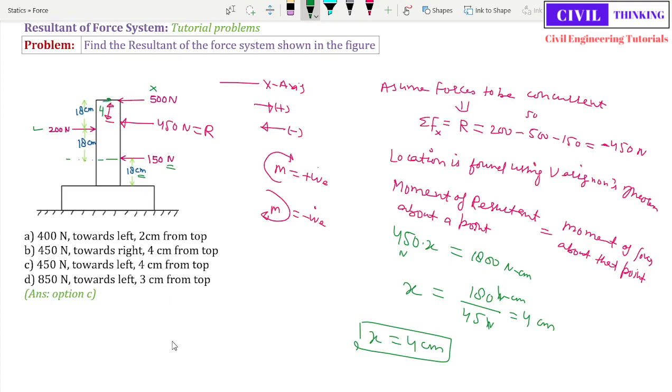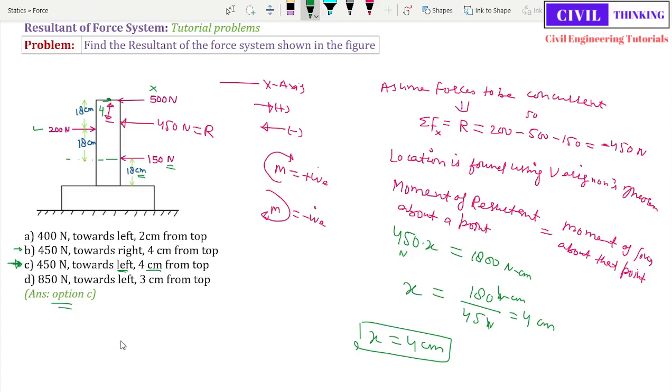So which one is the correct option? Now it is 450 Newton. Now 450, it means this or this can be right because it is 450 Newton in both of them. Now it is towards left, right? So towards left, it is option C, and 4 centimeter from top. So option C is the correct option, right?